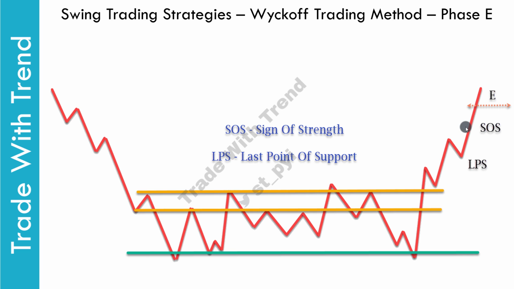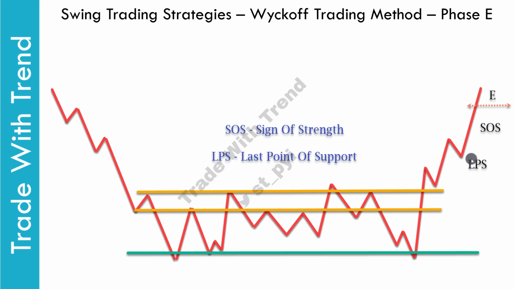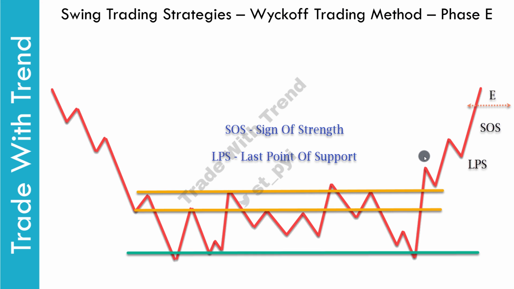So this is phase E, which is the last phase of this Wyckoff trading method. During this phase, you see signs of strength by price along with the last point of support. Now phase E is crucial as it repeatedly signals to the trader the underlying strength of price, which in turn can help the trader stay with the trend till it finally gets over. Through the last point of support, the trader can assess previous resistance levels turning into support and hence can mark out relevant pivot points in order to assess whether the trend is going to continue or to spot signs of trend reversal.